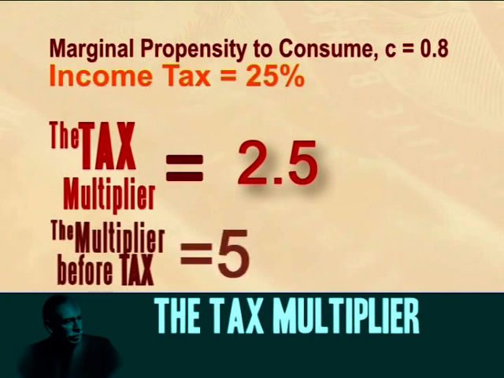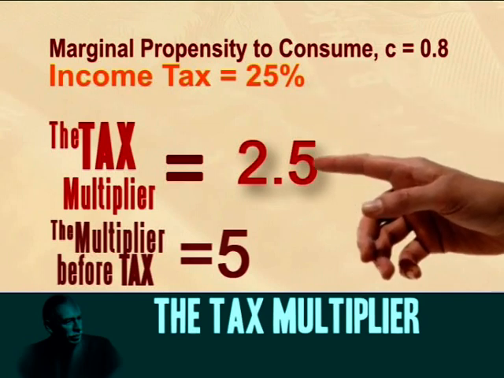Now remember, before tax, a marginal propensity to consume of 0.8 gave us a multiplier of 5. A single increase in spending would yield an increase in income 5 times that amount. But introducing this income tax has halved the multiplier effect.